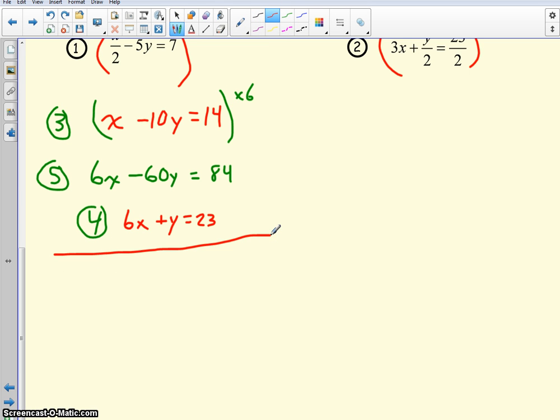Okay, and then I got to decide if I'm going to add or subtract. Well, I have positive 6x here, positive 6x here. Subtraction will eliminate those two variables. So I'm going to do equation 5 minus equation 4.